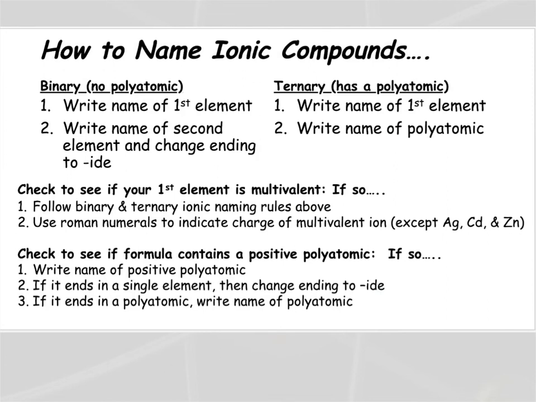All right, our last set of rules that we're going to look at is to see if our formula contains a positive polyatomic. Remember, I only gave you 3 that you had to know about. You should have marked them on your polyatomic sheet. So to name something with a positive polyatomic, you're going to write the name of the positive polyatomic. And then if it ends in just a single element, you're going to just change the ending of that element to IDE. But if it ends in a polyatomic, you're going to write the name of the polyatomic.